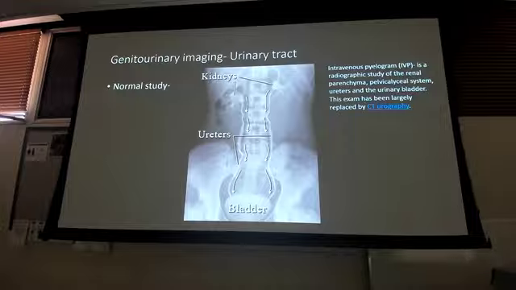For those of you that are Guard or Reserve and you're going into the civilian sector, you're probably never going to do this unless you're in a deployed setting and you don't have a CT scanner. Okay? Because now we just order CTs.